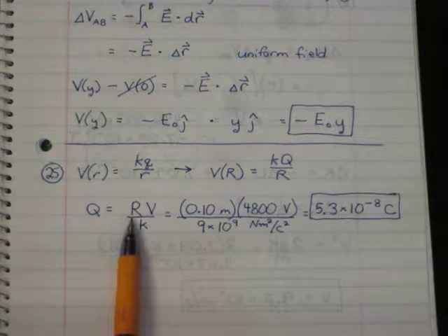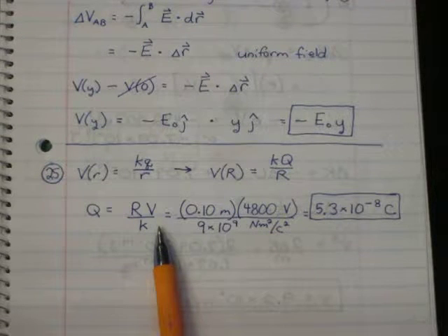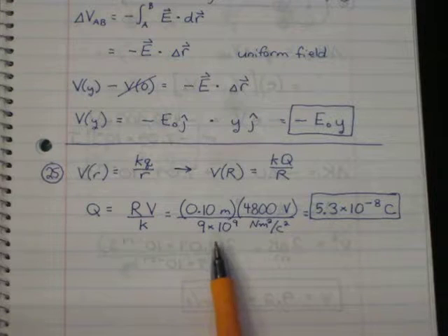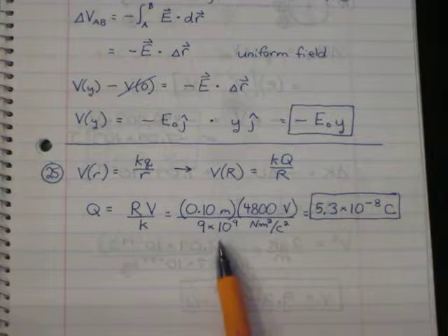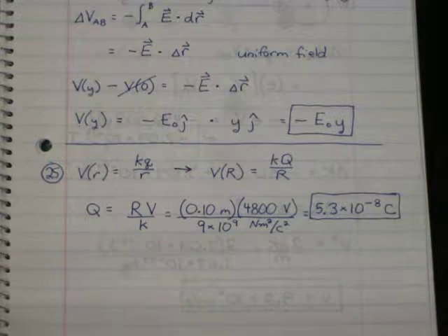We'll plug in where r is 10 centimeters. We have the voltage at the surface. Divide by k. For k, I've just used 9 times 10 to the 9th. You might want to be a bit more precise and do 8.988. And we should get 5.3 times 10 to the negative 8 coulombs.